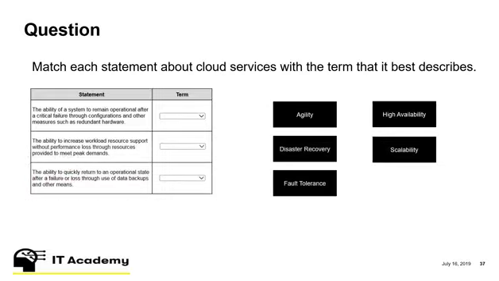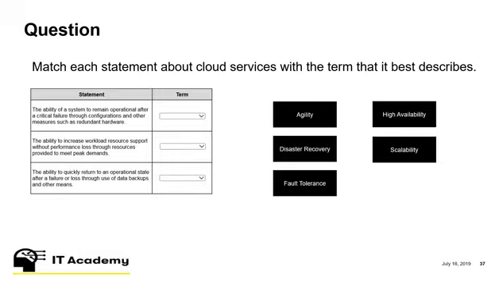Here's another example of a drag and drop question or a hotspot area question that we might find in the exam. So this question is asking us to match each statement about cloud services with the term that describes that capability best. So what it's asking us to do is identify which term describes the ability of a system to remain operational after a critical failure through configurations and other measures such as redundant hardware.